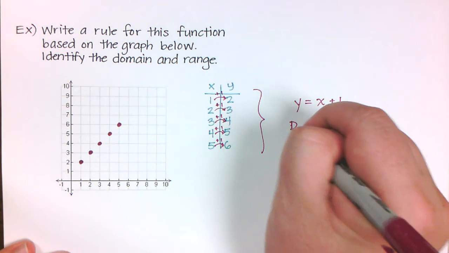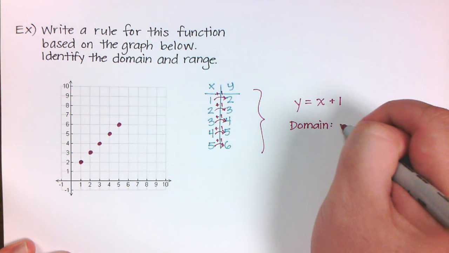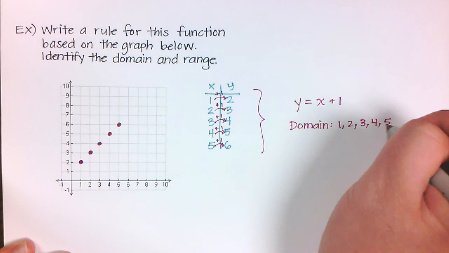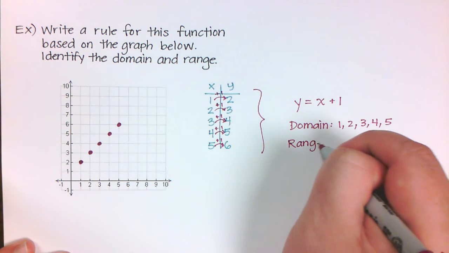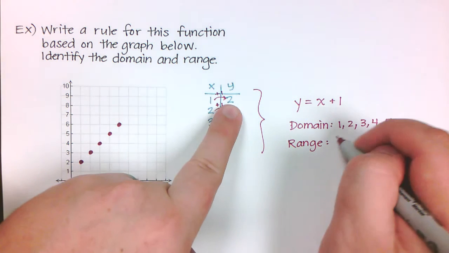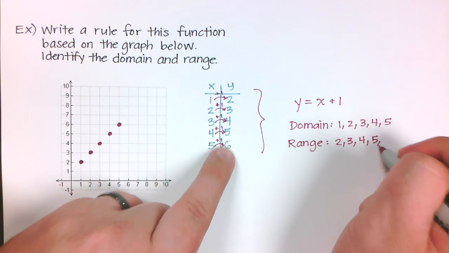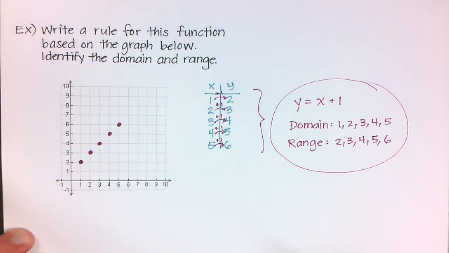Okay. I'm also asked to identify the domain. So this means I'm going to list out all of the x values. So the domain was 1, 2, 3, 4, and 5. And then I'm also asked to list the range. The range is 2, 3, 4, 5, and 6. And I'm done. This right here would be everything that I was asked to answer.